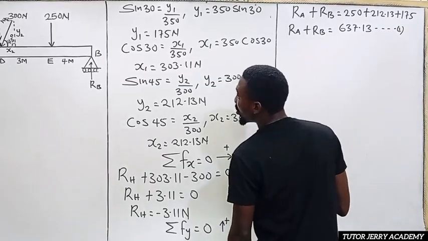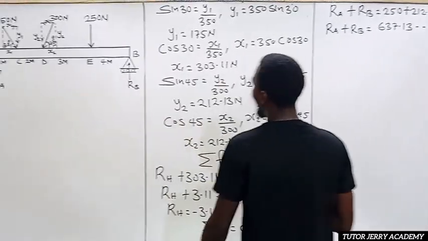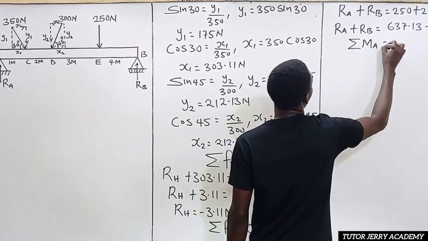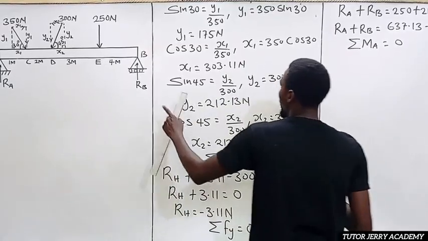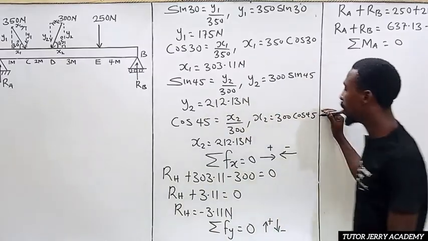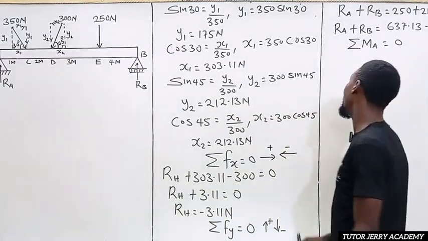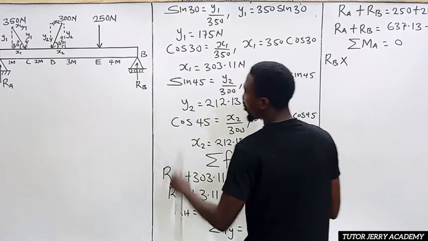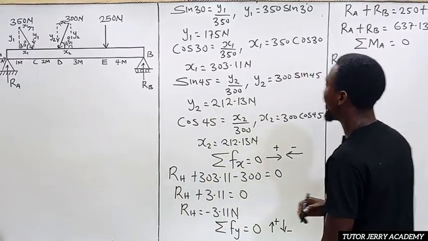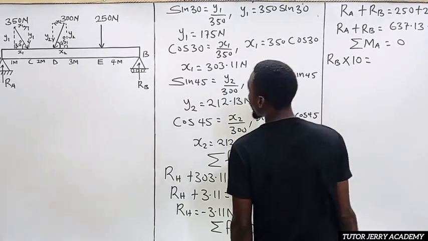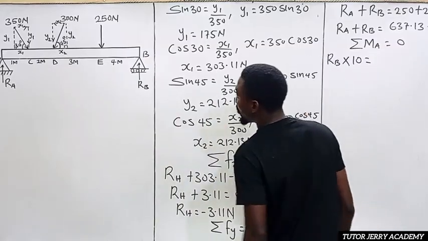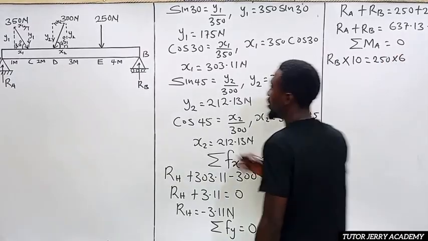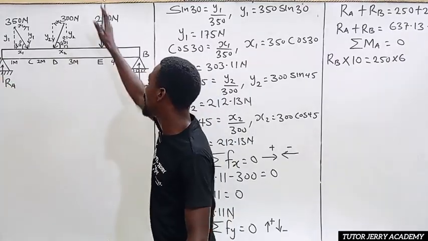So the next thing we are going to do is take our moment about point A. So summation of moment about point A will be equal to 0. So it's going to be arrow B. But don't forget, our upward force is positive, downward force is negative. So it's going to be arrow B multiplied by the total distance here, which is 10, equals to 250 multiplied by 6. That is from this point here down to this point. This is the distance.